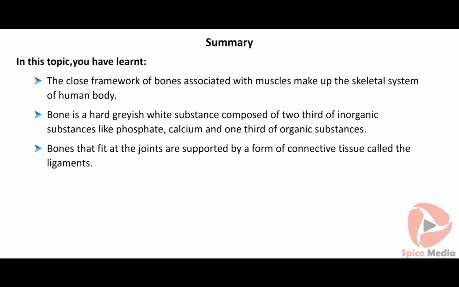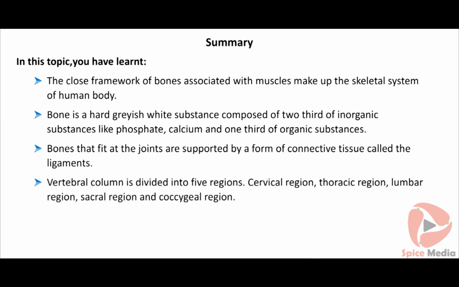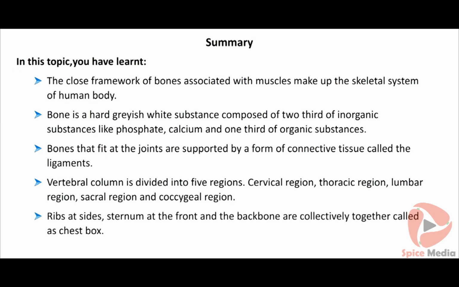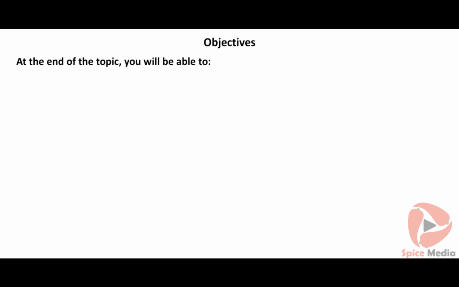In this topic you have learned the close framework of bones associated with muscles make up the skeletal system of the human body. Bone is a hard grayish-white substance composed of 2/3 of inorganic substances like phosphate, calcium and 1/3 of organic substances. Bones that fit at the joints are supported by a form of connective tissue called the ligaments.